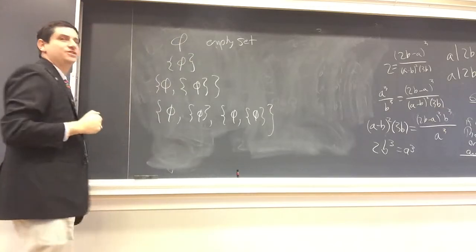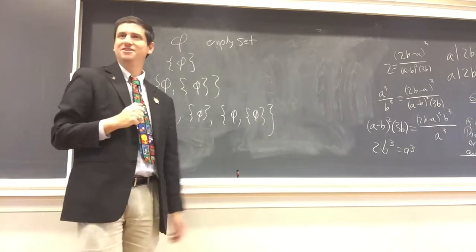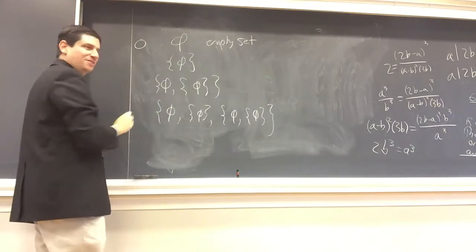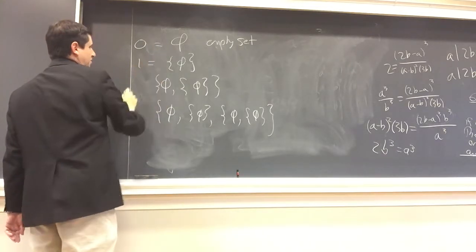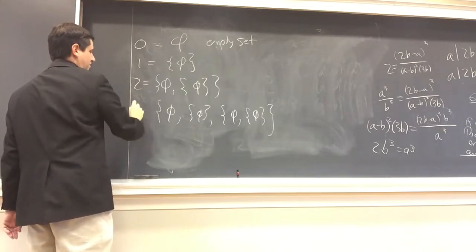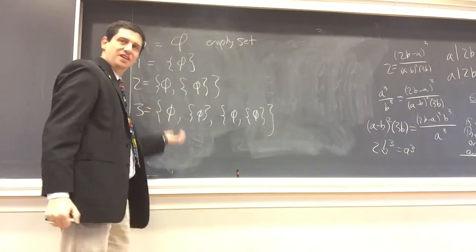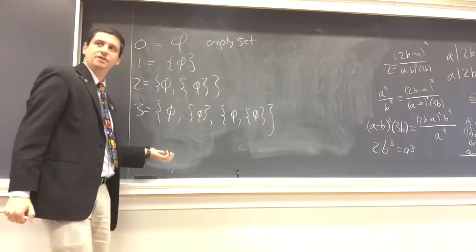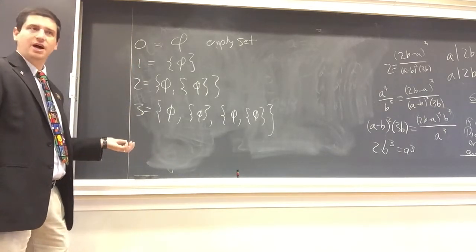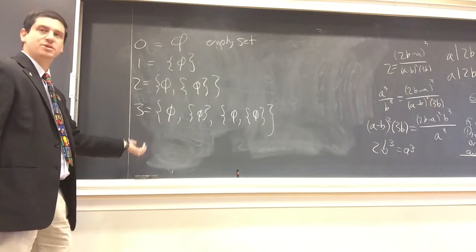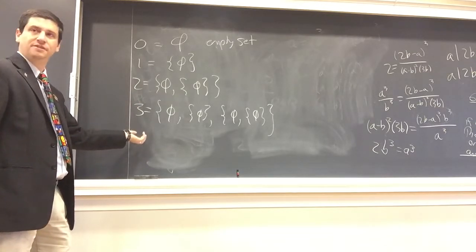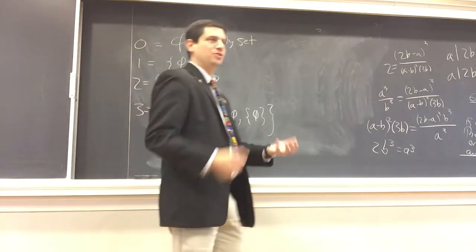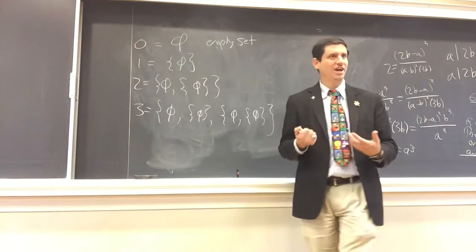What number should I associate with the empty set? 0. What number should I associate with the set containing the empty set? Next one. Next one. How many elements does n have? If I continued, how many elements would 4 have? 4. How many elements would 5 have? So each set, the set that corresponds to n, has n elements.